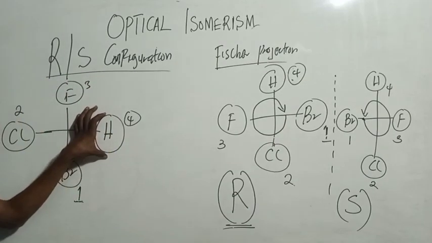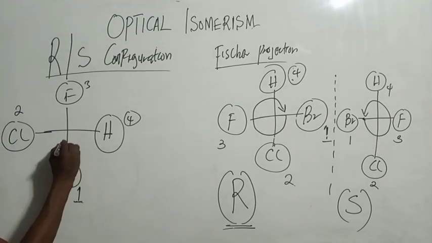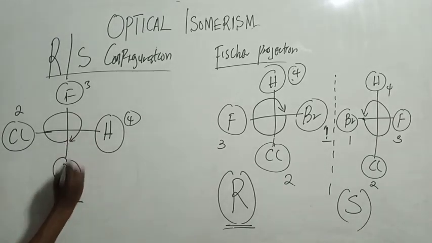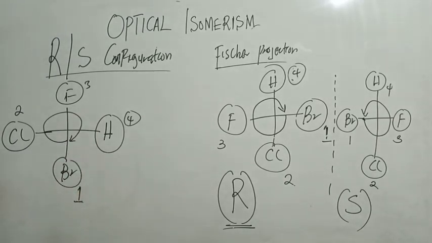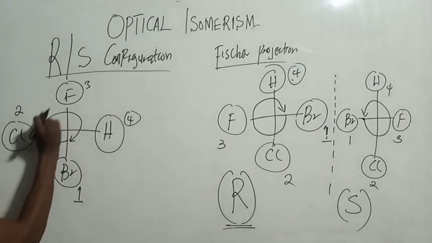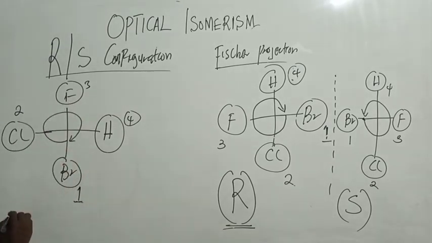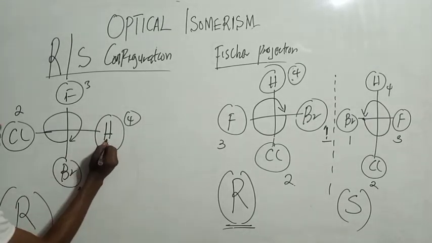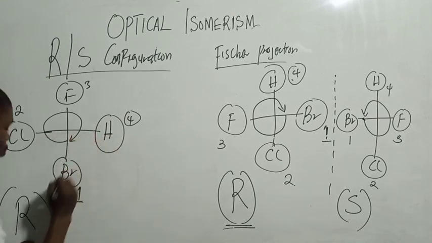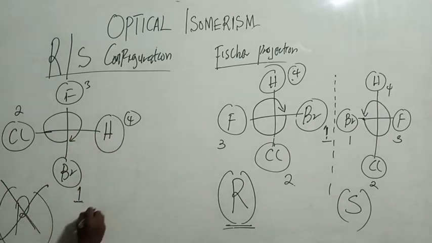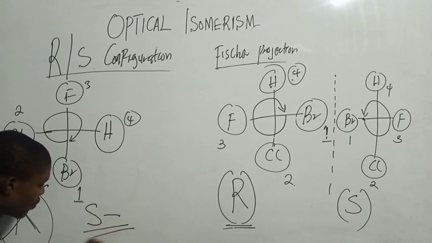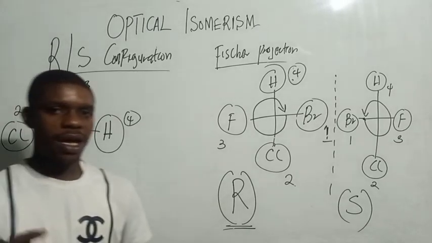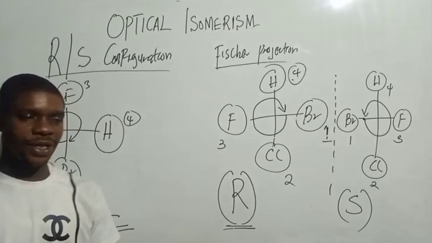But on the other hand, now here I have from here to here. Now what will be the configuration? Here I move to the right. That's also R configuration, but in reality, because hydrogen is on the horizontal bond, it's not correct. It's now going to be S configuration. This is that.